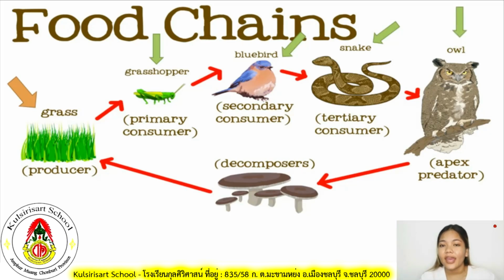And we have the apex predator, which is the biggest or the end point of a food chain. Usually, an apex predator is the biggest among all the predators in a food chain. And lastly, we have the decomposer. We will learn more about decomposers as we move on in our video.